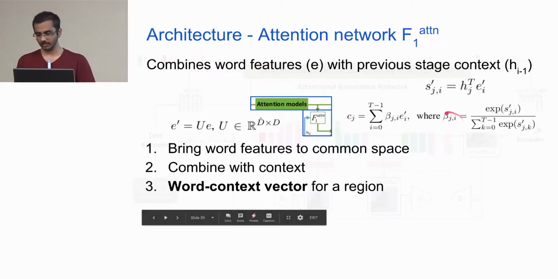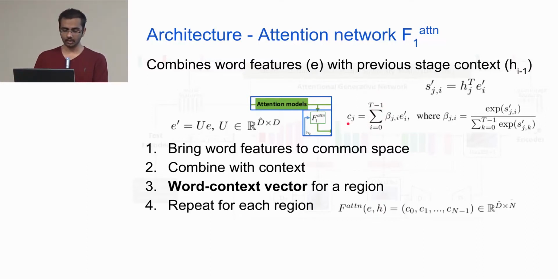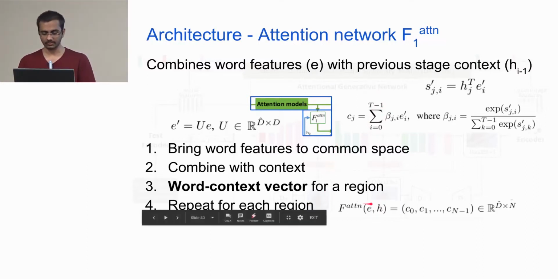Let's first go into the beta variables here. This is just a softmax kind of function for this score we just calculated, and this combined with the modified word features gives us the word context vector for just one region. So you see, one region sees all the words, as you can see from the summation here. So you have this word context for all the regions. So you repeat this entire process for each region, and that is basically the output of your attention network, as you can see over here. This again has the working dimension of this network's internal dimension times the number of sub-regions the image has.